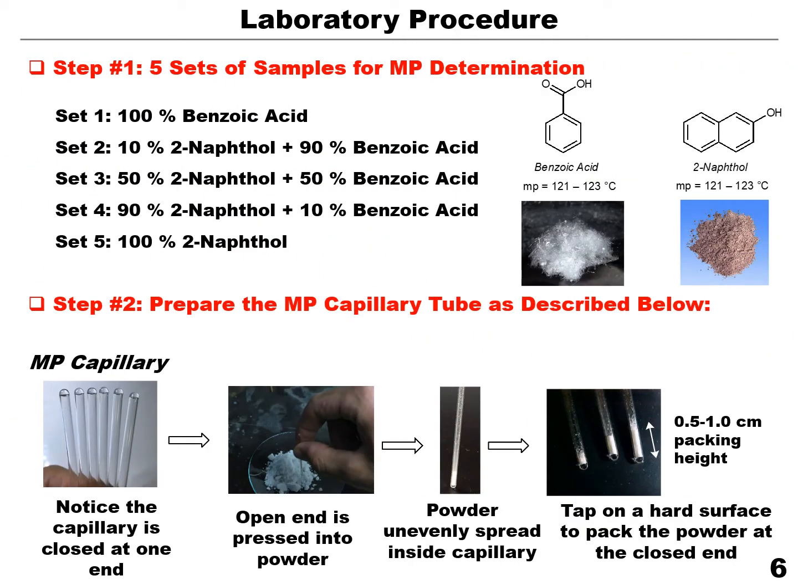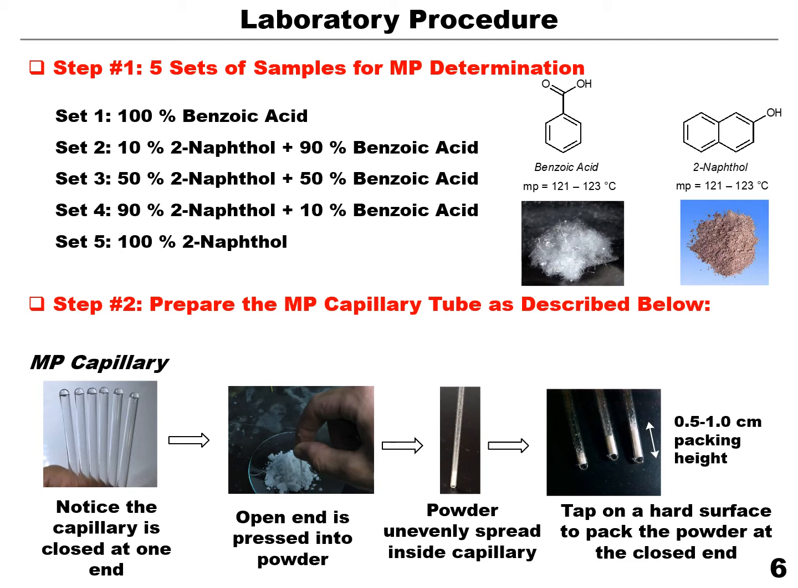So in this experiment, we will be experimenting with benzoic acid and 2-naphthol. You'll take pure benzoic acid and pure 2-naphthol, and then you can take 10% of 2-naphthol and 90% of benzoic acid, and a 1:1 ratio or 50% of benzoic acid and 2-naphthol, and then 90% of 2-naphthol and 10% of benzoic acid.